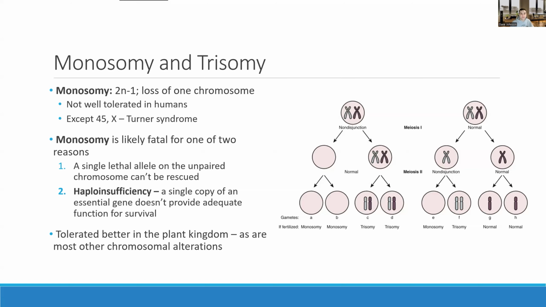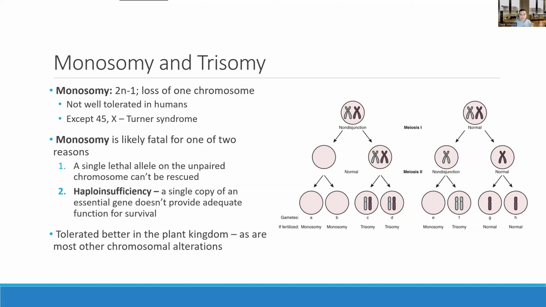But some people are just flat out missing one of their X chromosomes, and they will have the most observable phenotypes as somebody with Turner syndrome. We think monosomy is likely fatal for one of two main reasons.